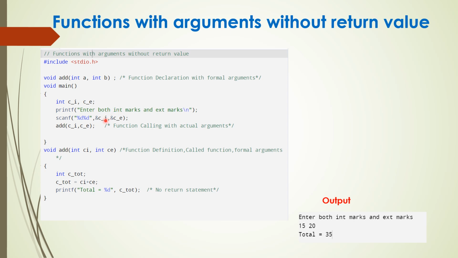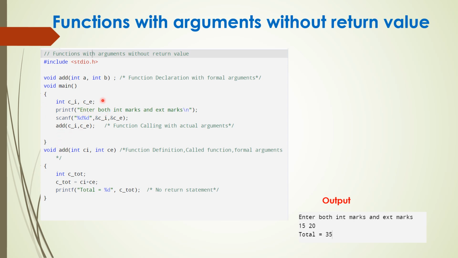I'm printing it and getting the value. Now here, instead of writing it as total equal to add function, I'm just writing it as add in bracket, c_i comma c_e. Add, we all know, is a function name, because that is what we have given here itself. So this is the function name and this is the actual arguments.